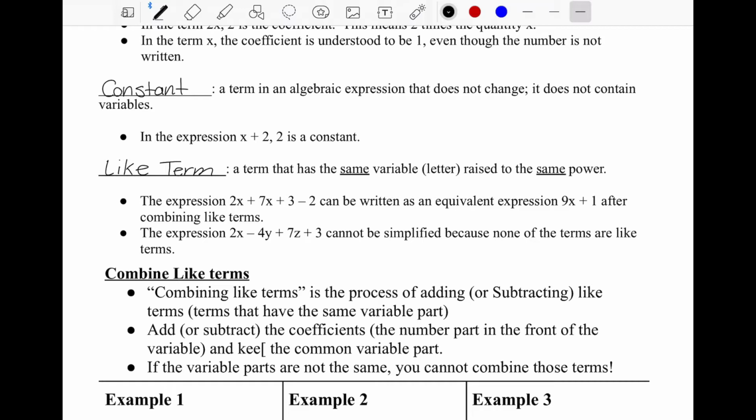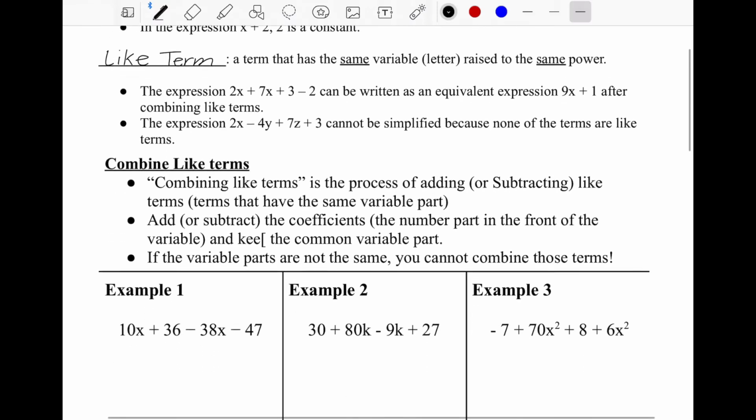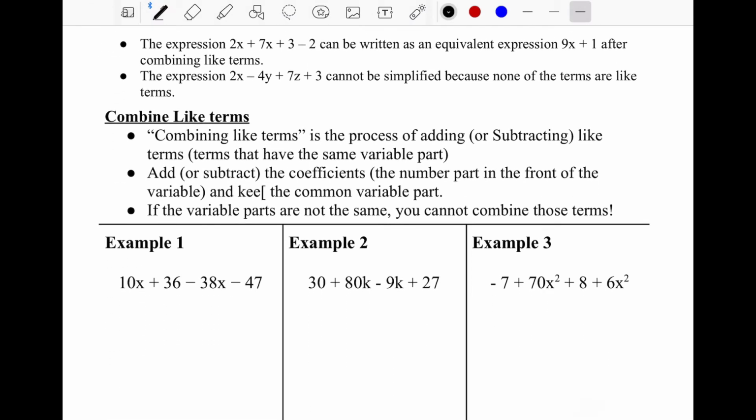the front. Now we have to be very careful when it comes to combining like terms, because if the variables are not the same, we cannot combine those. For it to be a like term, it has to have the same variable raised to the same power. So let's look at the first example.